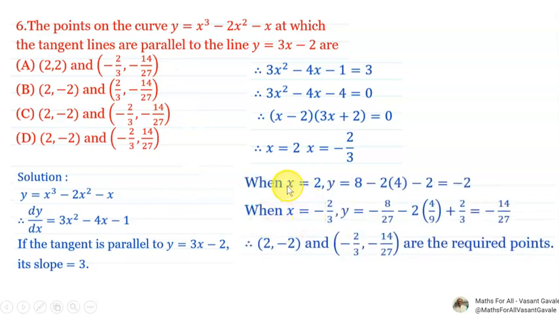व्हॉट अबाउट द y? When x is equals to 2, the y is equals to minus 2, and when x is equals to minus 2 by 3, then y is equals to minus 14 upon 27, and hence the required point x is equals to 2, then y is equals to minus 2. X is equals to minus 2 by 3, then y is equals to minus 14 upon 27 are the required points, and hence option C या ठिकाणी कसा आहे तर तो करेक्ट आहे.